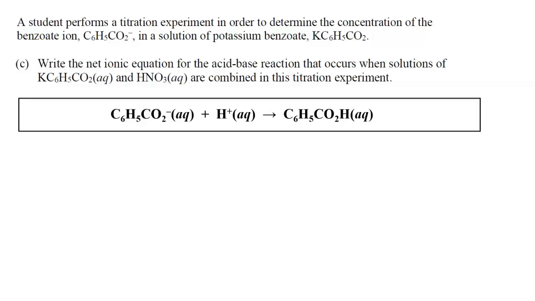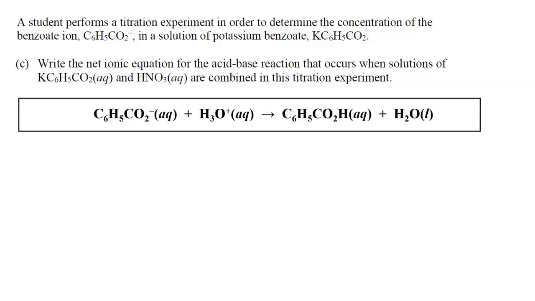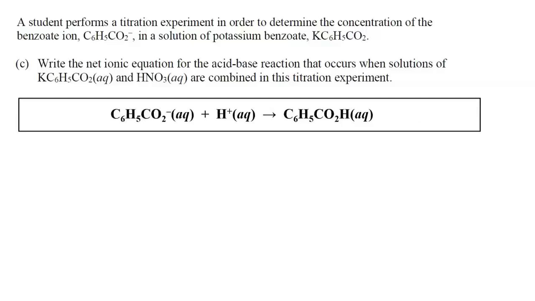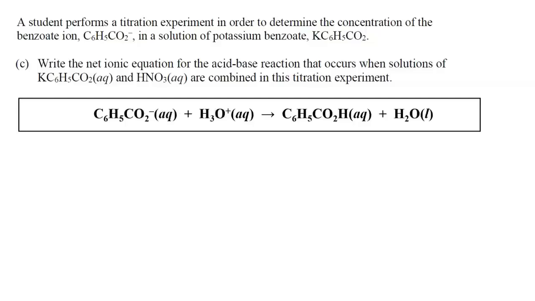So there is our net ionic equation, and you may remember that the hydronium ion, or H3O+, is a substitute for H+. So if you would prefer to write the hydronium ion, then you would have to also show water as an additional product on the right side of the equation. So either benzoate plus H+ to produce benzoic acid like this, or you could write benzoate plus the hydronium ion to produce benzoic acid and water.